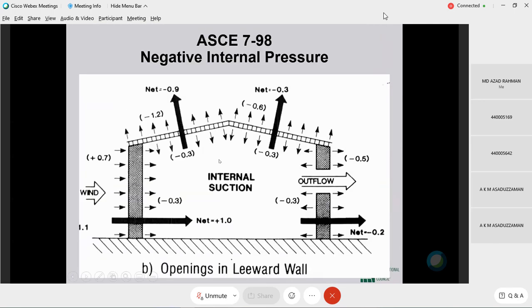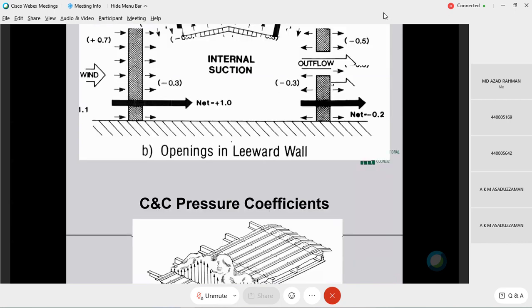The next picture is negative internal. I'm sorry, the previous picture was positive internal pressure. This is negative internal pressure. Please take a look at the two pictures and you will get a full grasp of this G times C sub P minus G times C sub Pi, the external pressure minus the internal pressure.